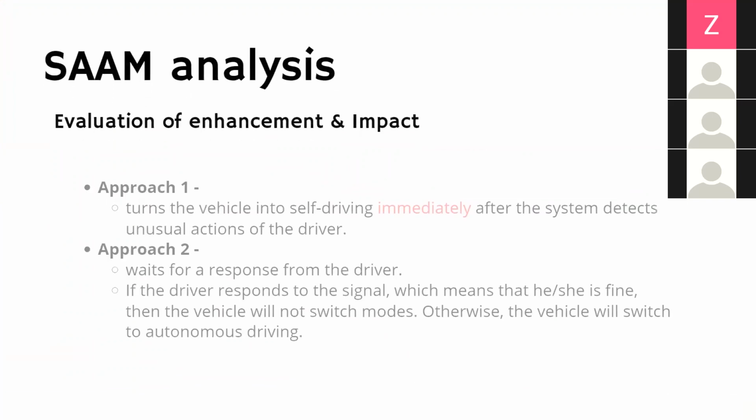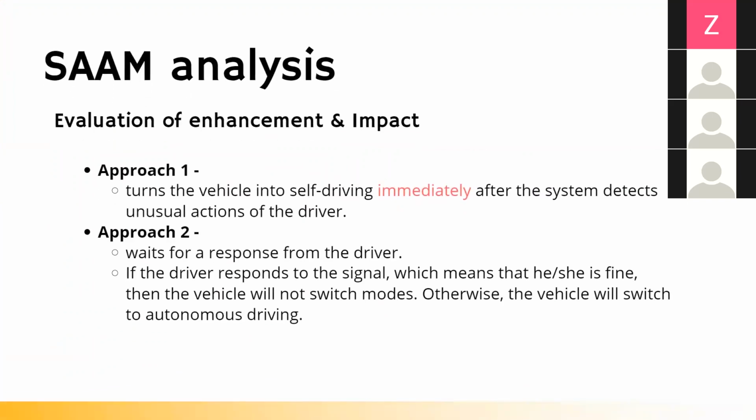The first approach turns the vehicle into self-driving mode immediately after the system detects unusual actions of the driver. If there is any evidence that the driver is experiencing an emergency illness or has a fluctuation in their emotions, the car will switch to autonomous driving immediately. The second approach waits for a response from the driver. If the driver responds to the signal, which means that he or she is fine, then the vehicle will not switch modes. Otherwise, the vehicle will switch to autonomous driving.